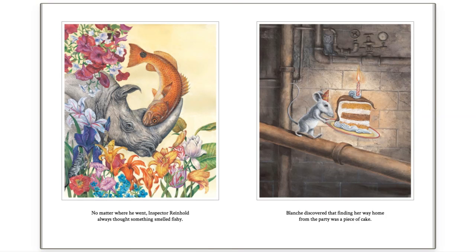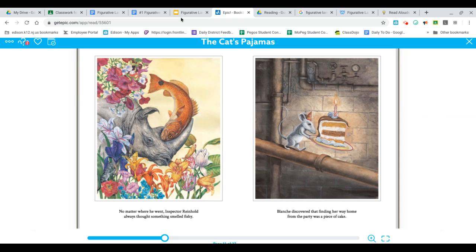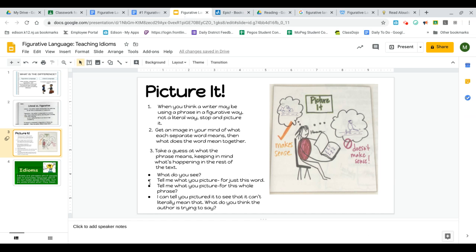So now you're going to apply it with this page. It says, no matter where he went, Inspector Reinhold always thought something smelled fishy. So let's go over what you're going to do with this page. You're going to figure out what you see, then you're going to tell what you picture for each word in that phrase. Then you're going to tell me what you picture for the whole phrase, and then you're going to tell us how you picture it to not literally mean that, and what you think the author is trying to say.